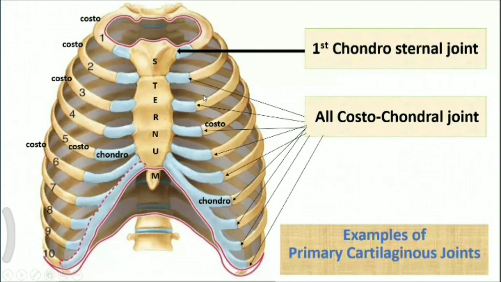So what are the distributions of primary cartilaginous joint? Can you tell me some examples? Yes, it is the first chondrosternal joint and all costochondral joints. Now, the second chondrosternal joint, third, fourth, and all other chondrosternal joints will be plain synovial type. Mind it.